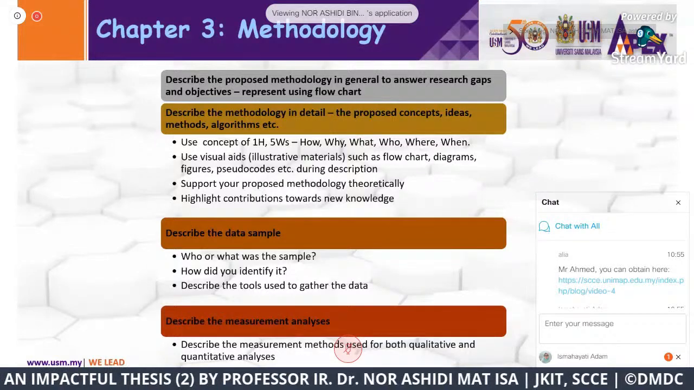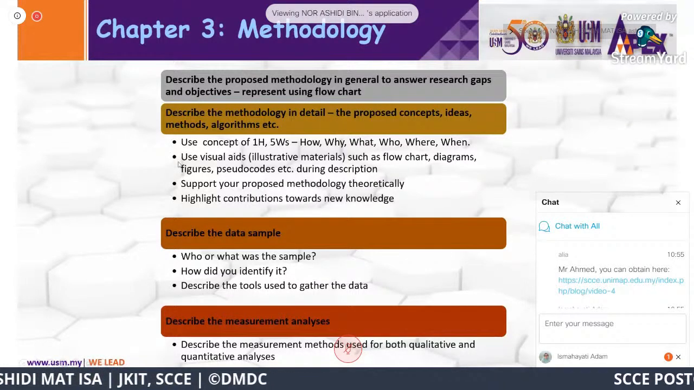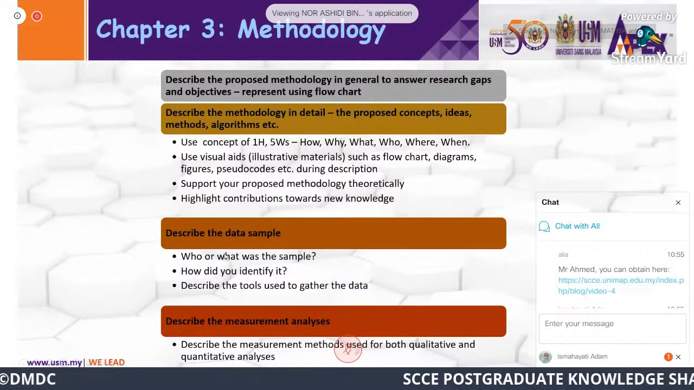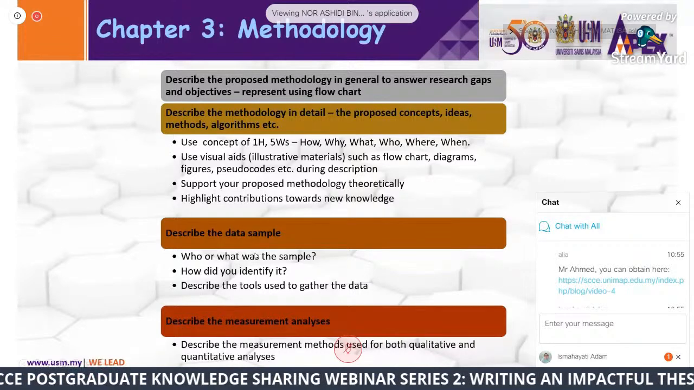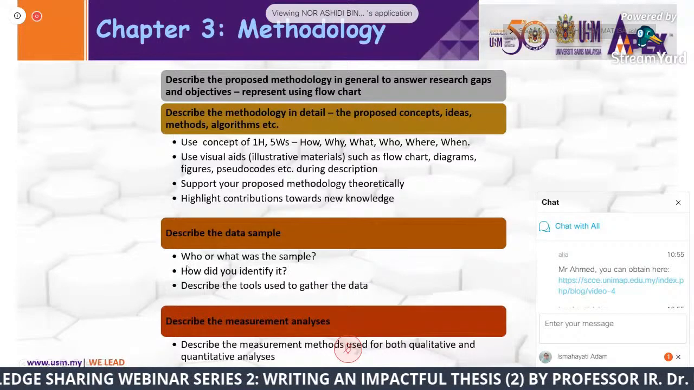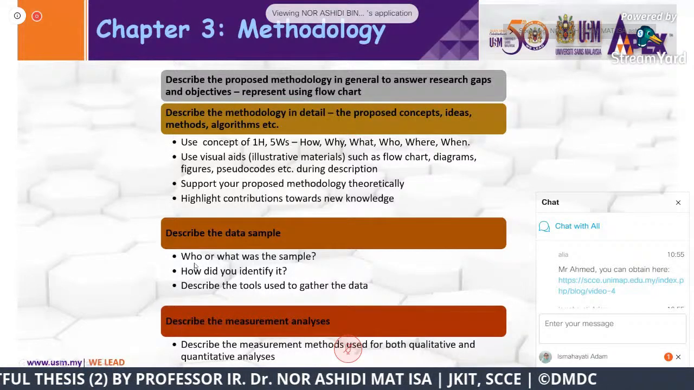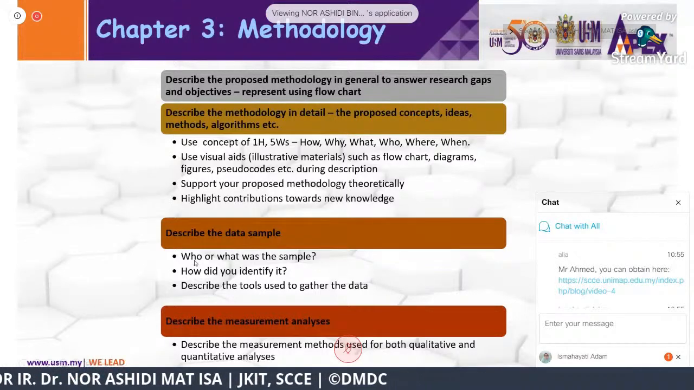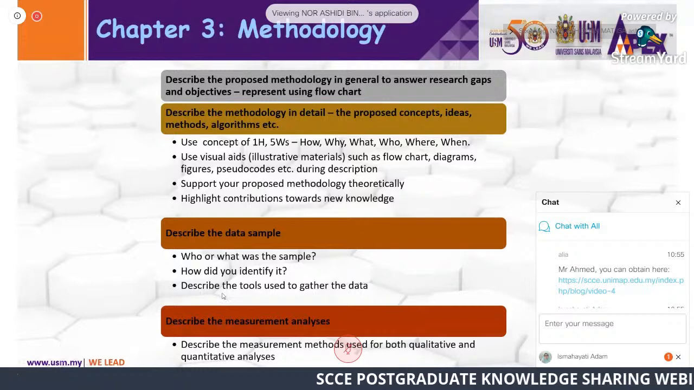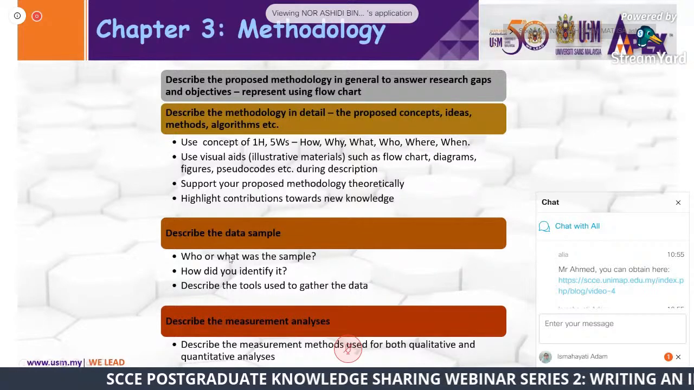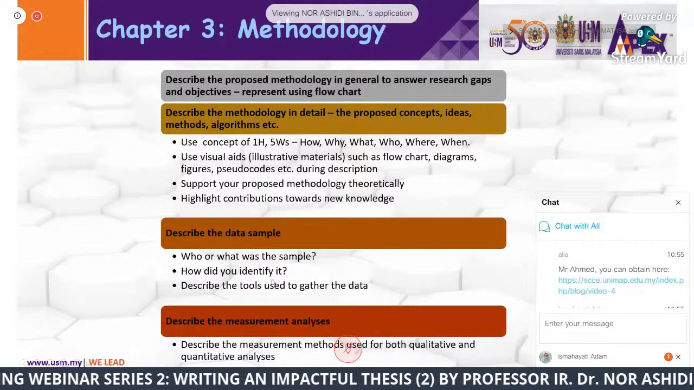Now, after that, when you have a complete methodology in detail, the next step is you must make sure you describe the data samples. Who are the samples? If you refer to medical, let's say you involve patients. So who are the samples, or what are the samples if you refer to only the images? And then how did you identify them?